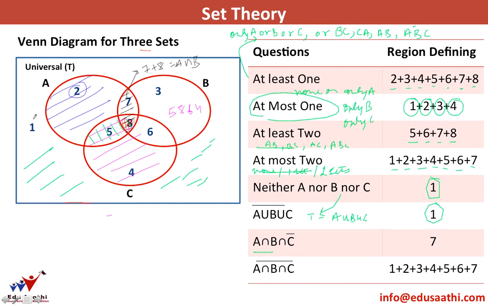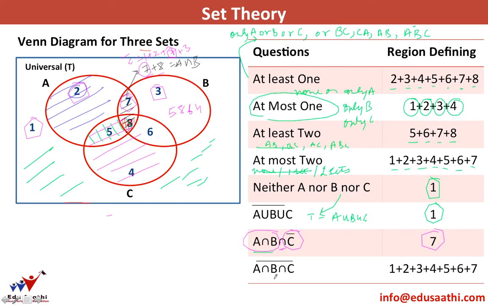So what are the numbers left? I have 1, 2, 7 and 3. So C complement is 1 plus 2 plus 7 plus 3. Now we have to take an intersection. So the common elements between A intersection B and C complement. I have 7 and 8 here, and here I have 1, 2, 7 and 3. So the only common element is 7. So my answer is 7.